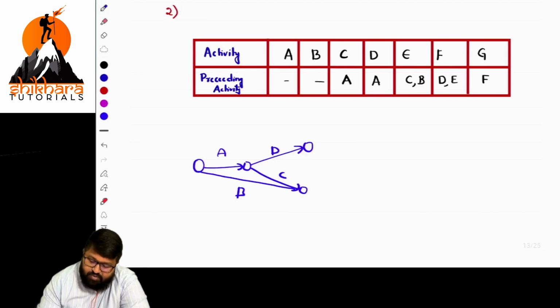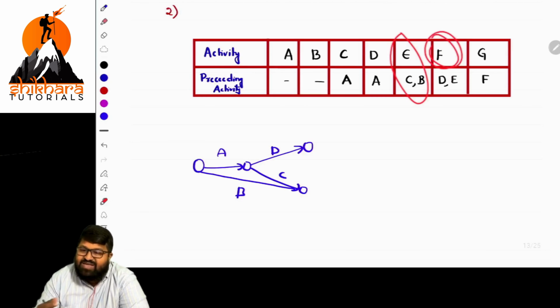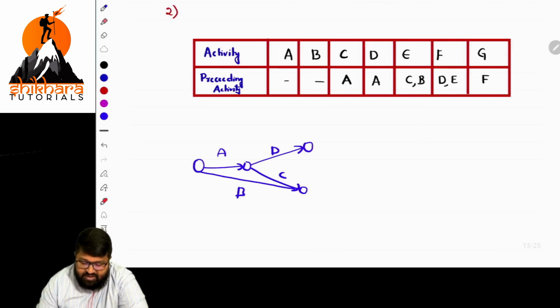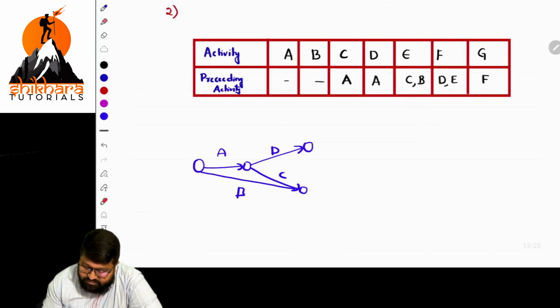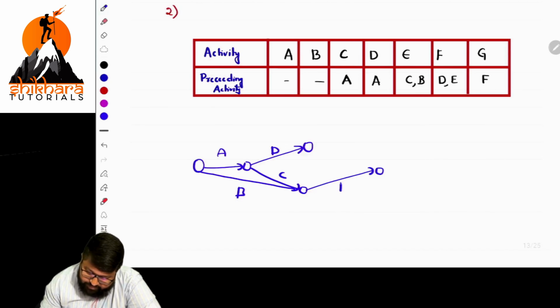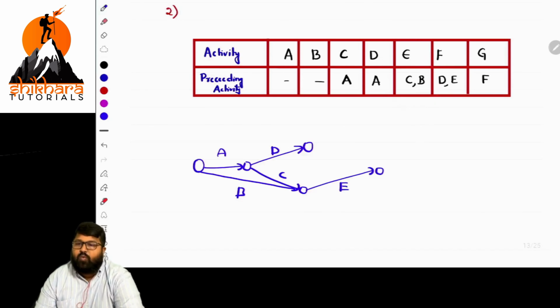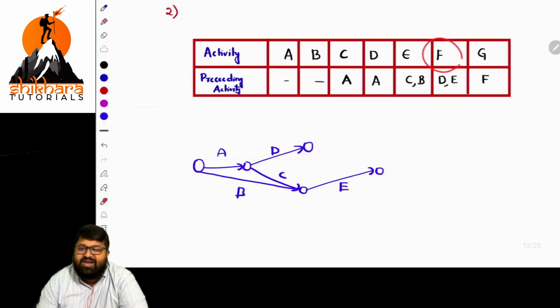Now, what is the next one, ma'am? So we are done with this condition. Next, F starts where D and E end. Sorry, E starts where C and B end. So let us do that part first. This is E. So this point is satisfied. Now, what about F? F starts where D and E end.